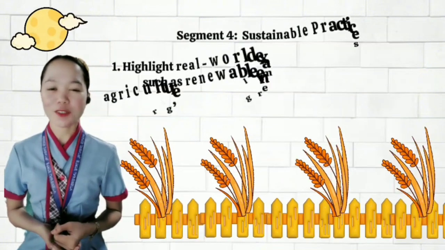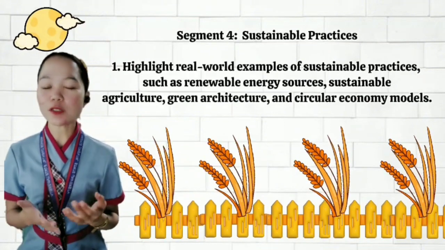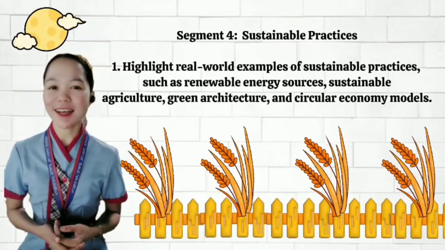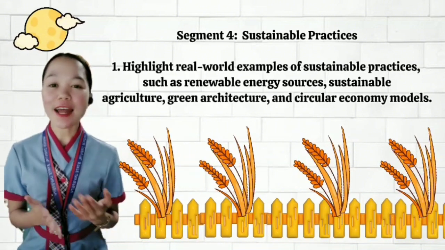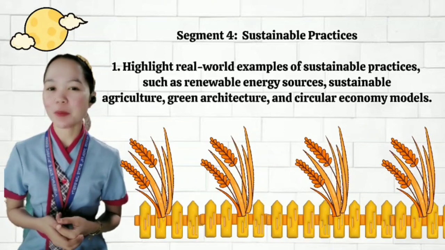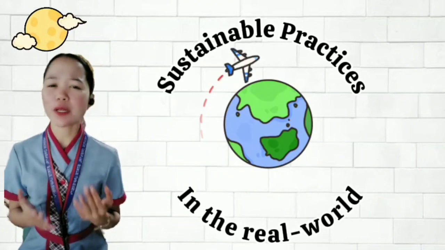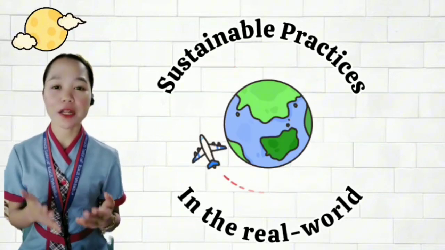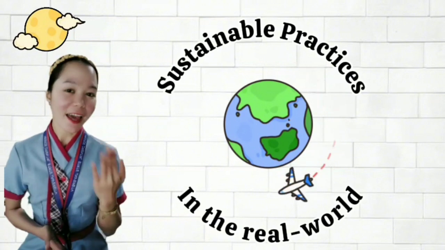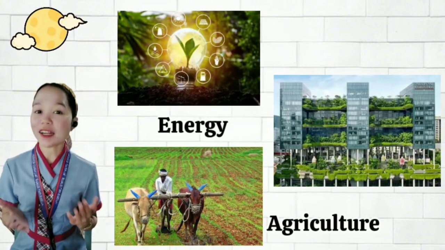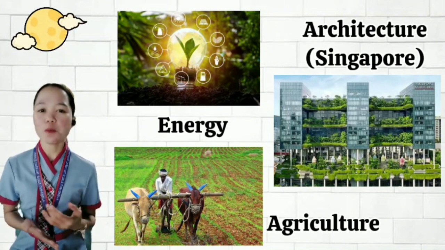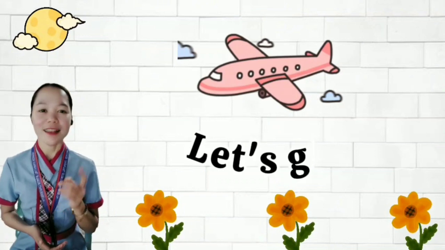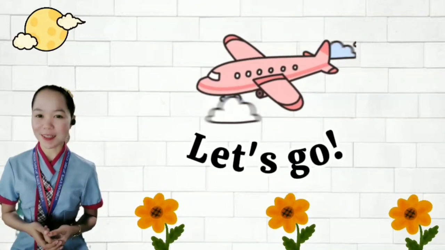Now, let us move on to segment 4. Highlight real-world examples of sustainable practices such as renewable energy sources, sustainable agriculture, green architecture, and circular economy models. Numerous instances of sustainable practices in the real world are pointing the way toward a more sustainable future. Energy, agriculture, architecture, and even resource management in a circular economy may all benefit from these methods. Let's look at a few motivating cases.